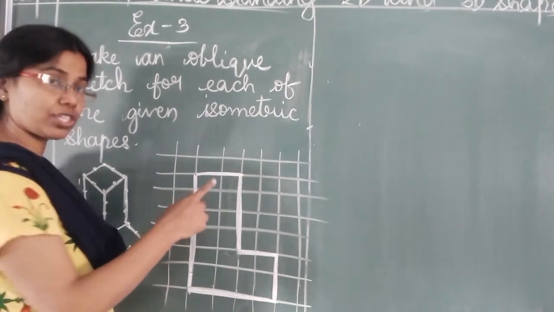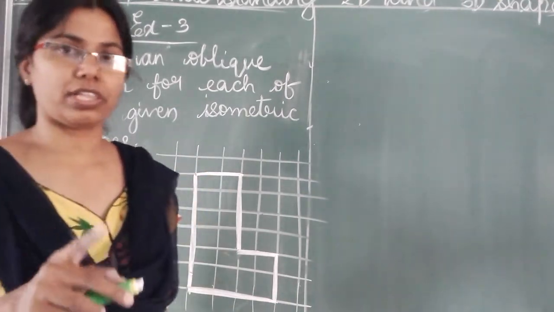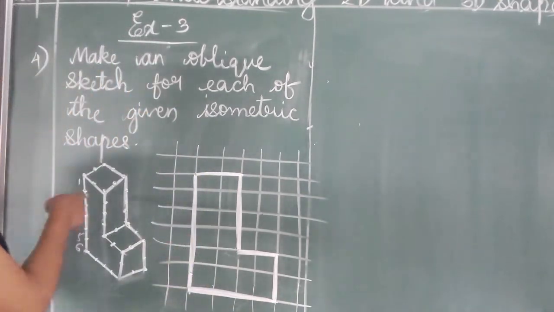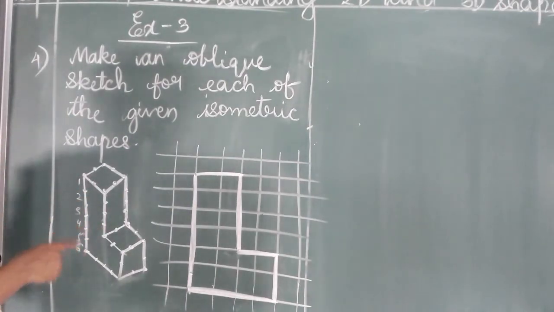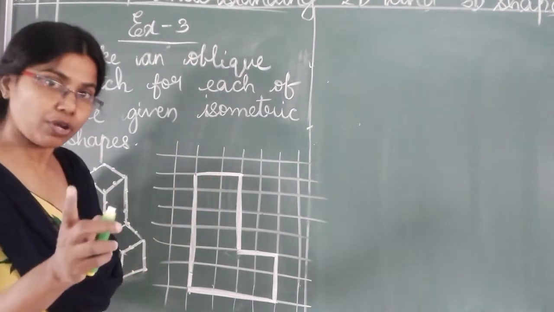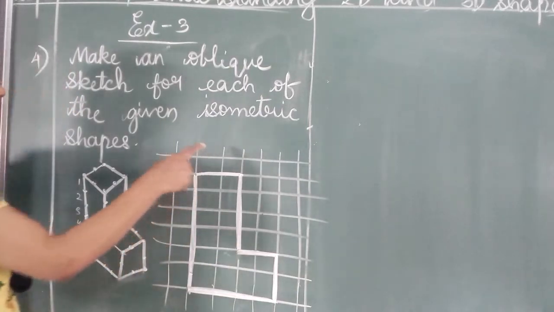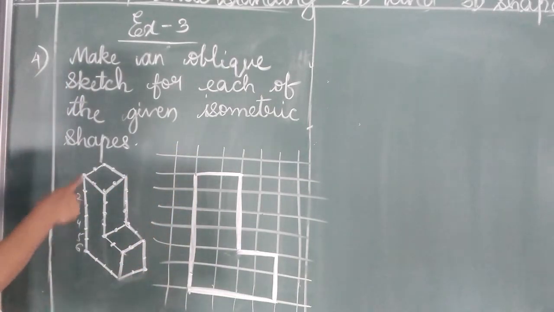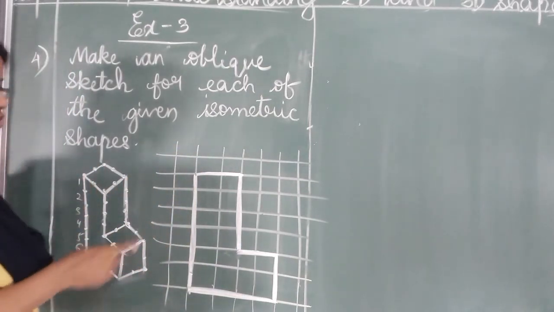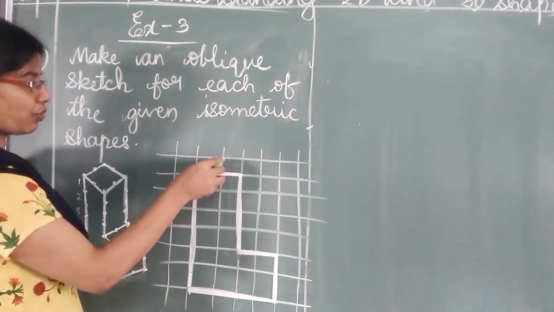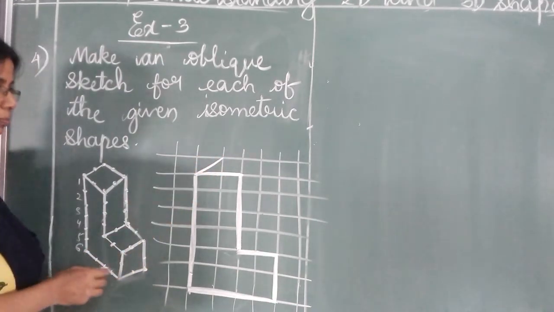For oblique sketch the measurements are not proportional. This you remember, no? So here the measurements are properly taken, whereas here we are not going to take the proper measurements. The height is going to be reduced. So here you can see that the height is 2. But what we are going to do is we are going to take only one.